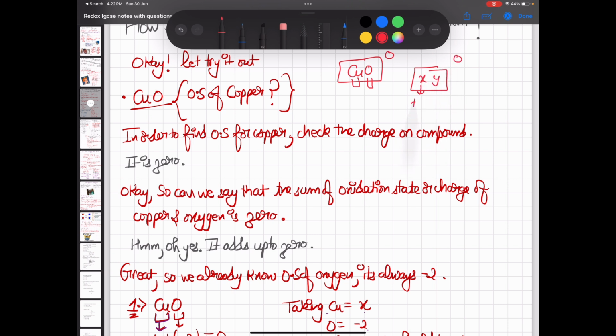So there is a possibility x could be positive, y could be negative, right? But the sum of these two should come out to be 0, just like in the case of copper oxide. So how can we solve this? The charge on copper oxide is 0, and we are aware that oxygen's oxidation state is fixed, it is -2. Copper, I am not aware, so I am taking copper as x. So x plus -2 is equal to 0, because the sum of these two should be equal to 0. So what is the charge on copper? +2.